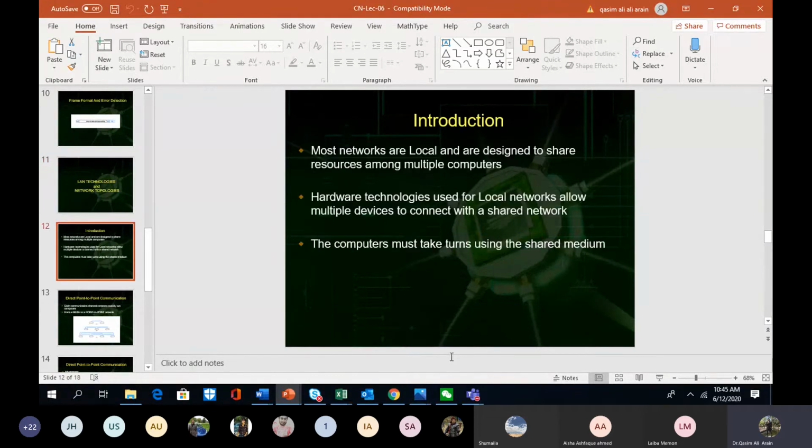तो आ जाए नेक्स्ट स्लाइड के ऊपर। Most networks are local and are designed to share resources among multiple computers. We know that most of your networks are local.